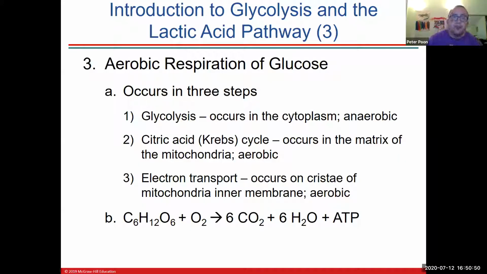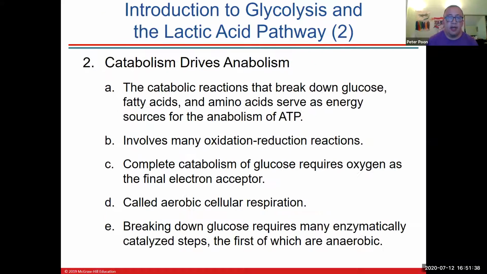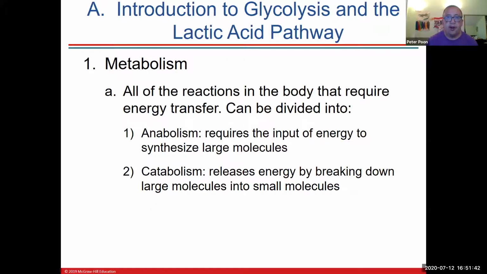Aerobic respiration of glucose occurs in 3 steps: glycolysis, the citric acid cycle, and the electron transport chain. There's a typo right here. There should be a 6 right there. Oops: C6H12O6 plus 6 O2 goes to 6 CO2 plus 6 H2O plus ATP. Let me just go back and see the previous slides. You can probably just follow this one. You should definitely know the definition of anabolism and catabolism.